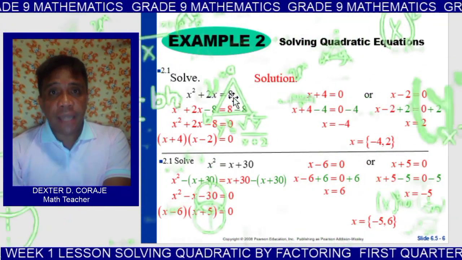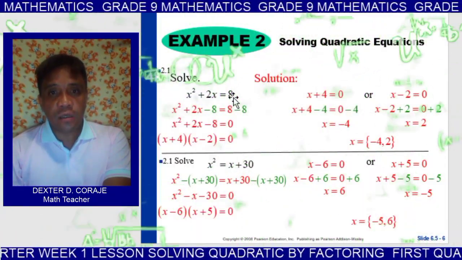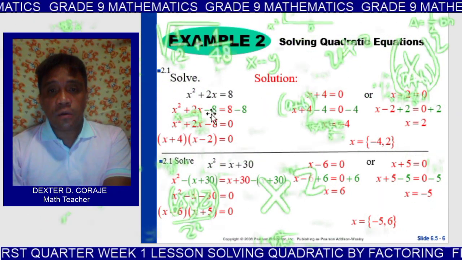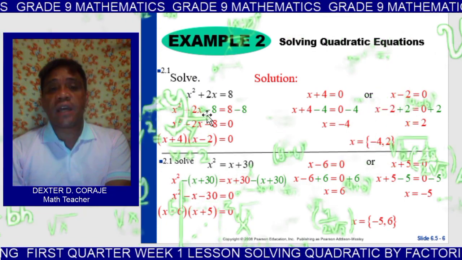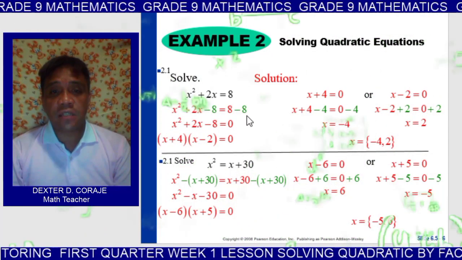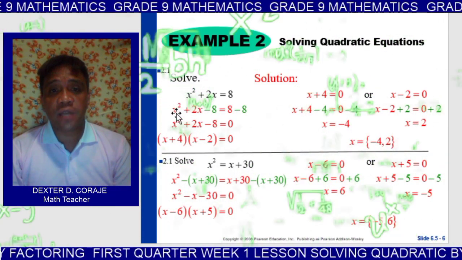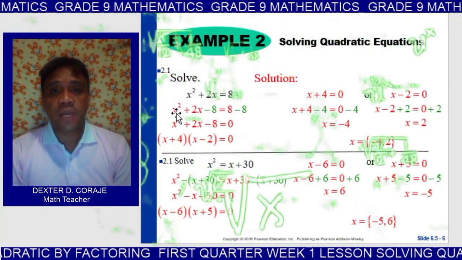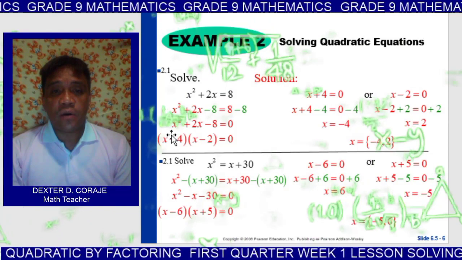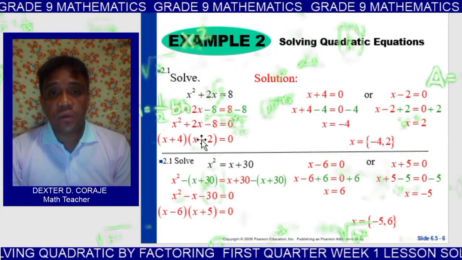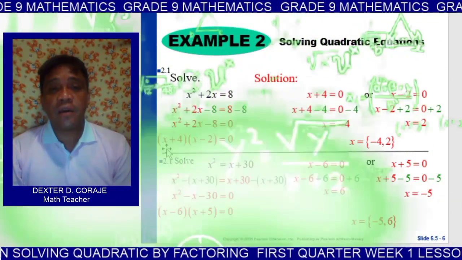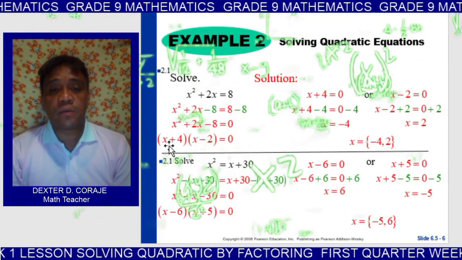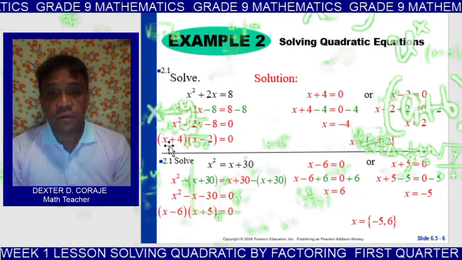How it happens? We're going to add both sides by negative 8. So we have now x squared plus 2x minus 8 is equal to 8 minus 8. And so we have now x squared plus 2x minus 8 is equal to 0. And then we have now the quantity x plus 4 times the quantity x minus 2 is equal to 0.